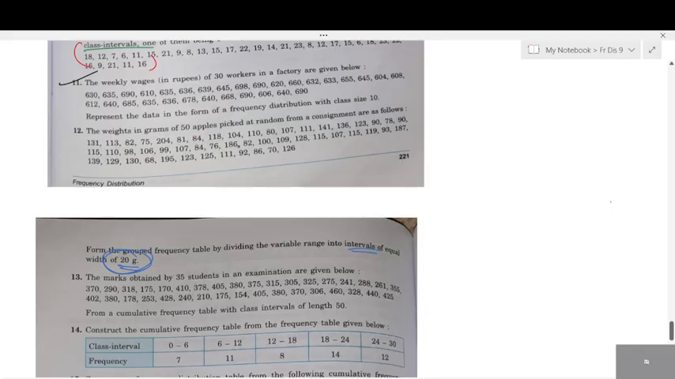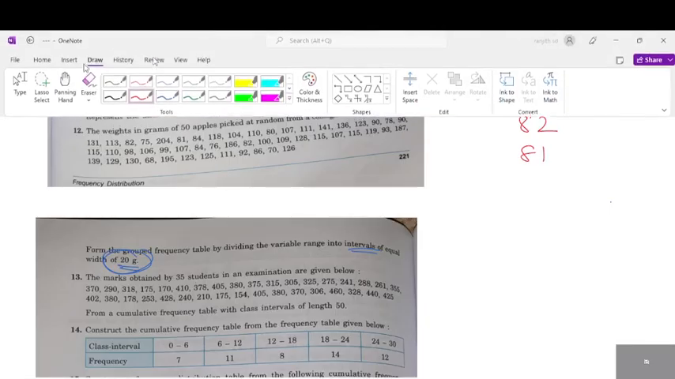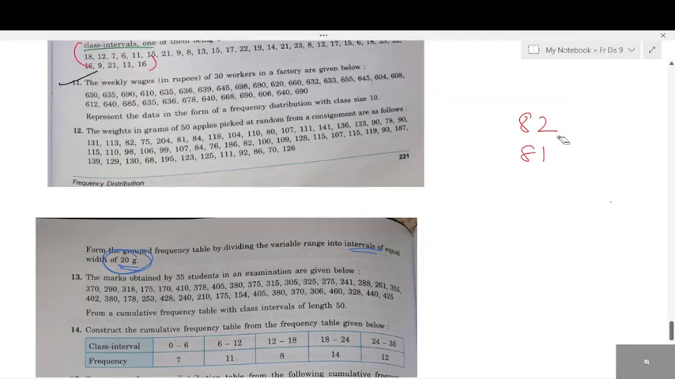Next, calculate the least value. What's the least value we have? Lowest? 84. Anything less than that? 82. 81. Highest?